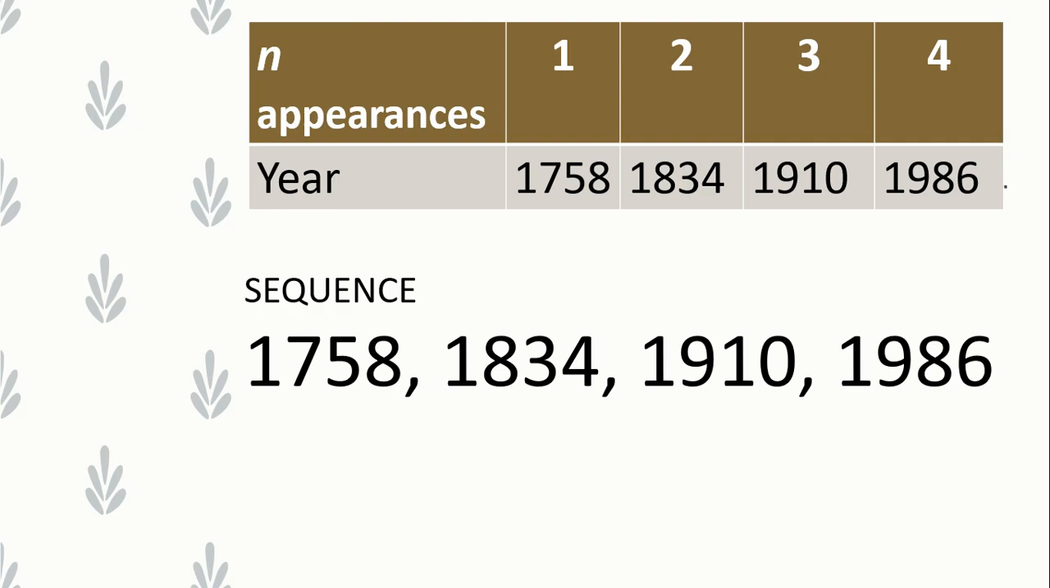By making the years of appearance the terms of a sequence, we now have an example of an arithmetic sequence. The first term of the arithmetic sequence is 1758, the second term is 1834, the third term is 1910, and the fourth term is 1986. So based on this sequence, how will we define an arithmetic sequence?